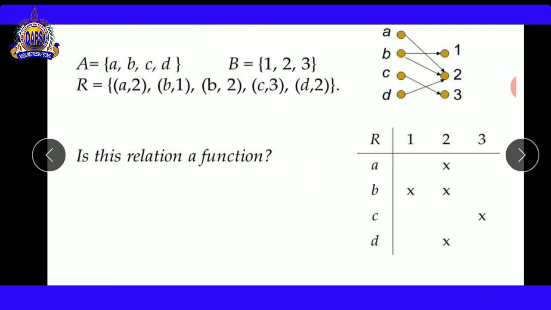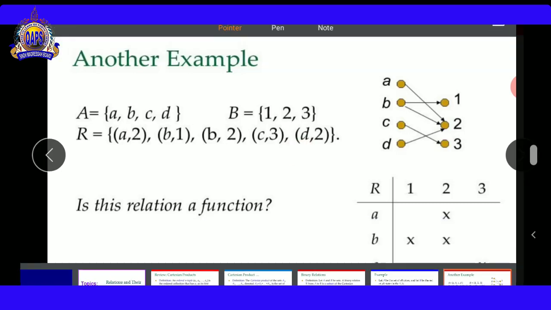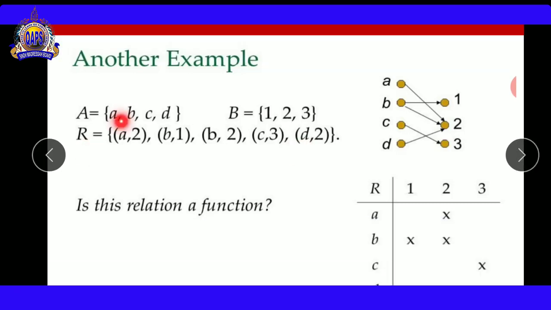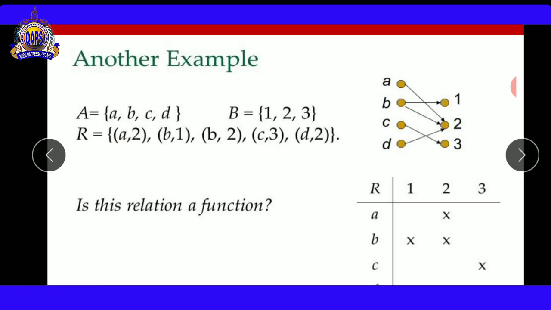Now another example. Let A contain 4 elements a, b, c, d and B contain 3 elements. Then a is directly related to 2, because a is only related with 2. Here b is related with 1, b is related with 2, c is related with 3, d is related with 2. So in this example, a is related with which number? 2. So a is directly related with 2 and b is related with 1.